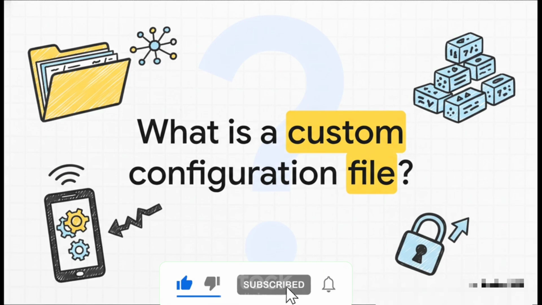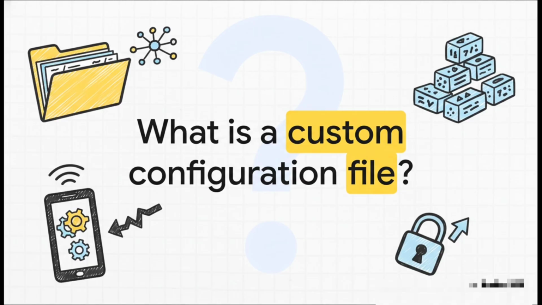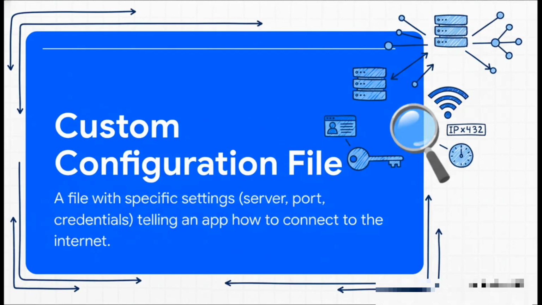But hold on, before we get our hands dirty with the how-to, let's take a quick second to talk about the what. What in the world is a custom config file, and why is it such a game changer for an app like this? You can think of it like a secret key or a super specific recipe. It gives the app the exact instructions it needs, the server address, your login info, the right port, to unlock a very particular path to the internet. And today, we are building that key completely from scratch.